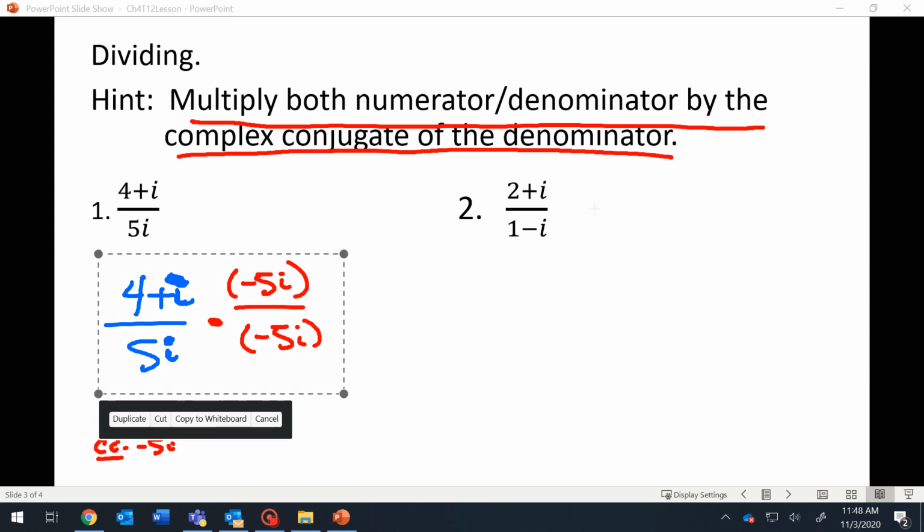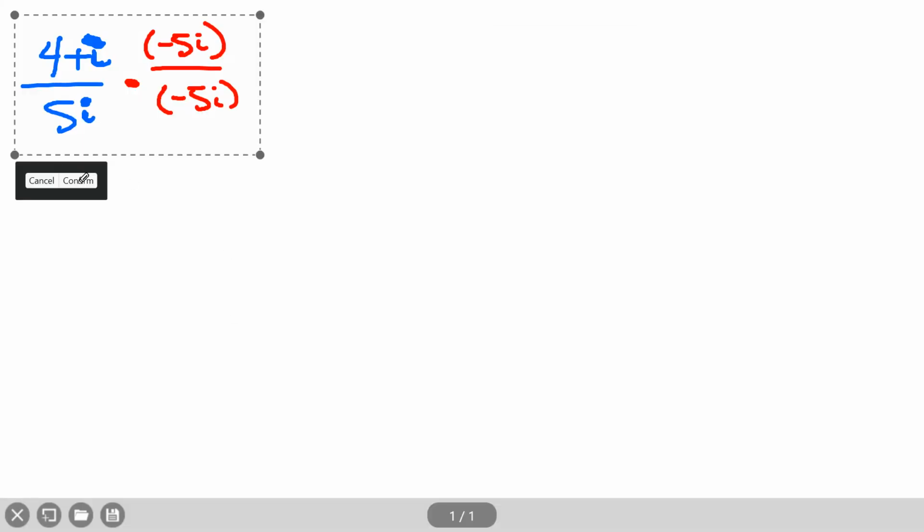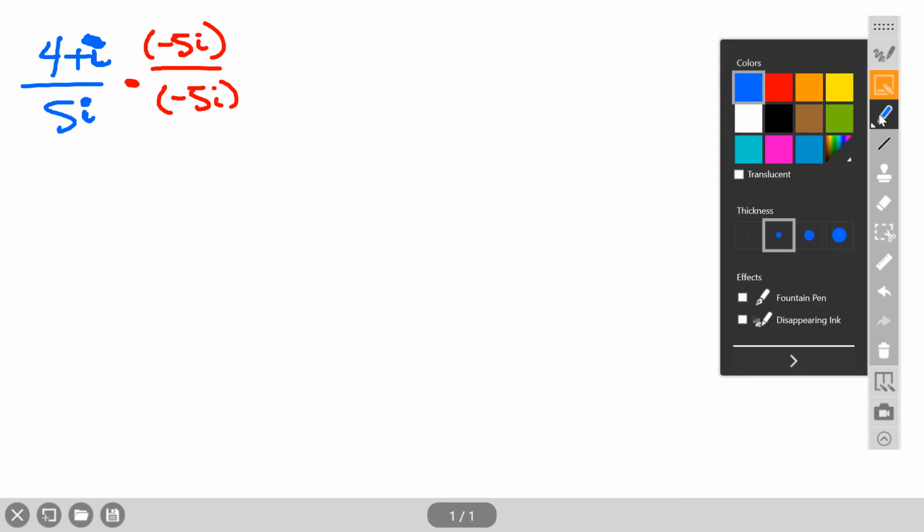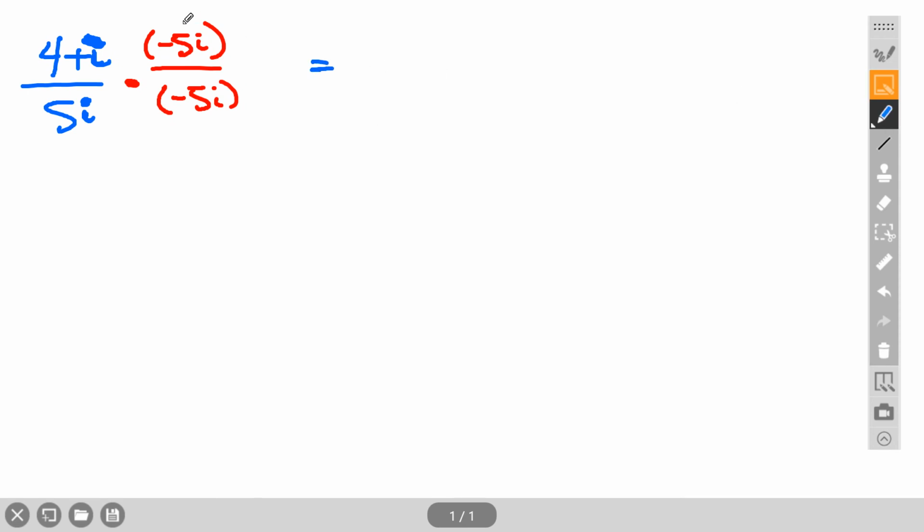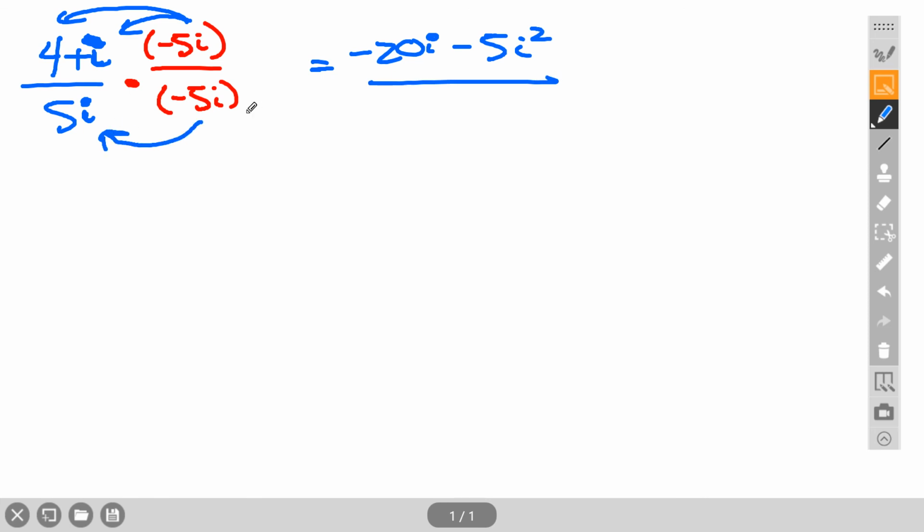We're going to have to use the distributive property separately on the numerator and denominator to get a new numerator and a new denominator. So if I distribute the negative 5i, negative 5i times 4 is negative 20i, and negative 5i times i is negative 5i squared. In the denominator, I have negative 5i times 5i, which is negative 25i squared.